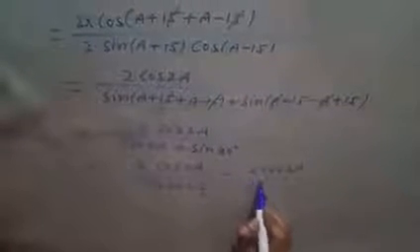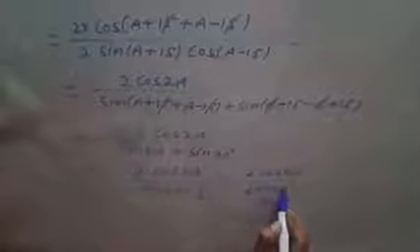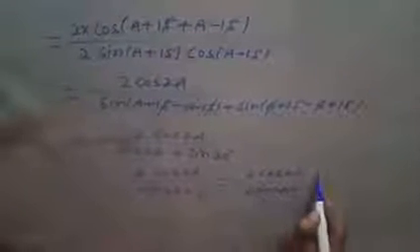So 2 cos 2a, if we take 2 as the LCM, so 2 sin 2a plus 1, then 2 is multiplied here, so that is going to be 4 cos 2a. I am going to write 1 first, 1 plus 2 sin 2a, and this is what we need to prove.